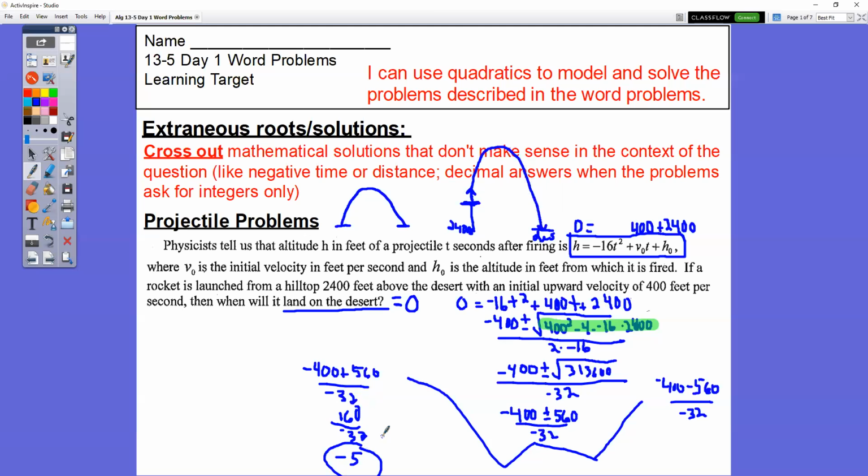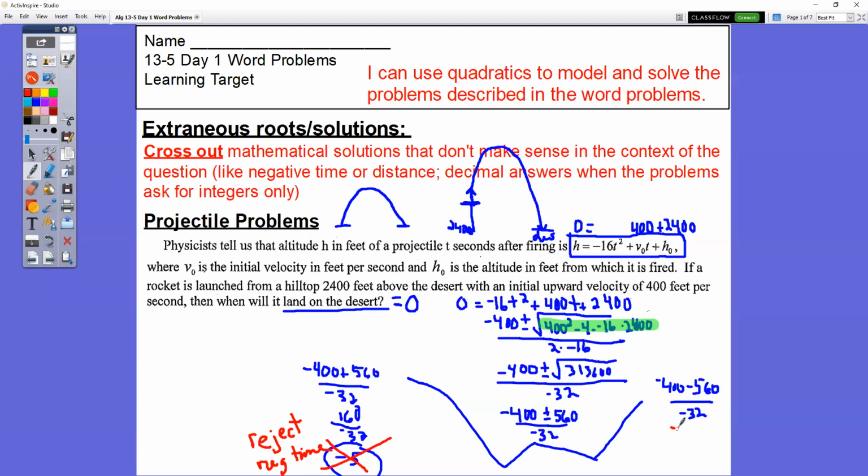Could it take negative 5 seconds? Does negative time make any sense? Negative time does not make any sense. So what we're going to do is reject the negative time. You can't have negative time. So we're rejecting that negative answer. On your Regents exam, you have to cross it out and write down that you're rejecting the negative time.